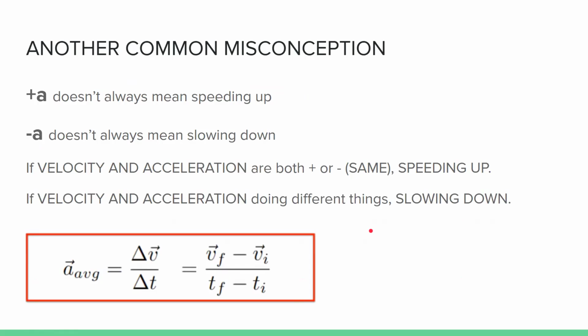Another common misconception is that a lot of times people will think that a positive acceleration means we're speeding up, and a negative acceleration means we're slowing down. But that is only sometimes true. What really will tell us if we're speeding up or slowing down is how velocity and acceleration are related. If they are doing the same thing, meaning both are positive or both are negative, then we're speeding up. But if they're doing different things, then we are slowing down.